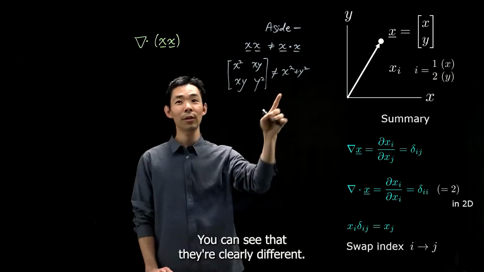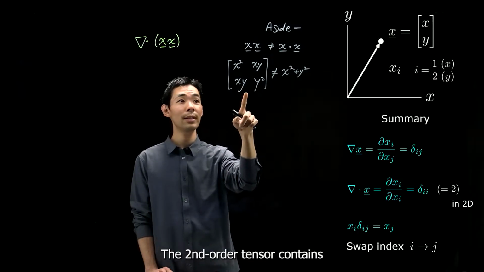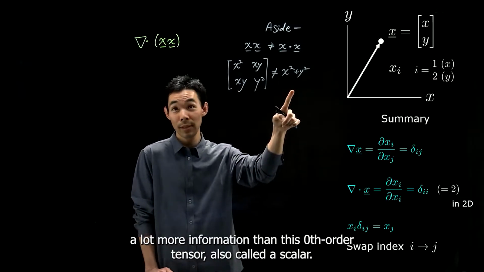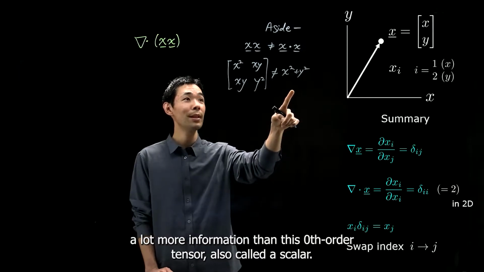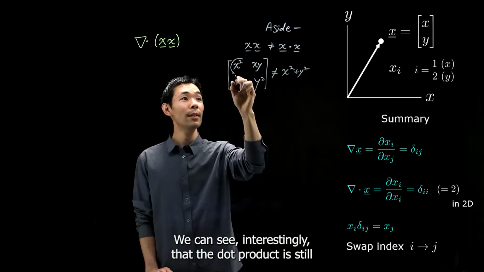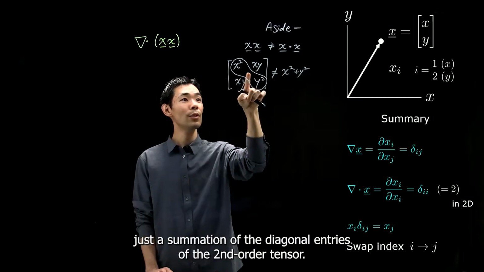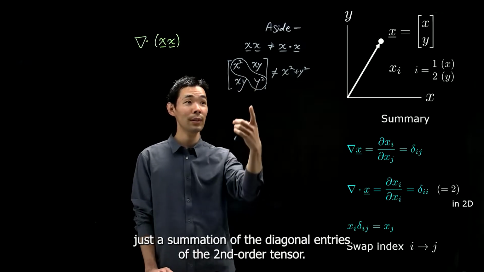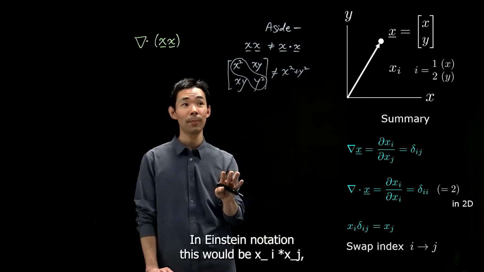So you can see that they're clearly different. The second order tensor contains a lot more information than this 0th order tensor, also called a scalar. But you can see, interestingly, that the dot product is still just a summation of the diagonal entries of this second order tensor. So that still applies here as well.